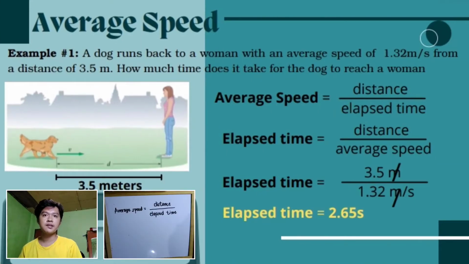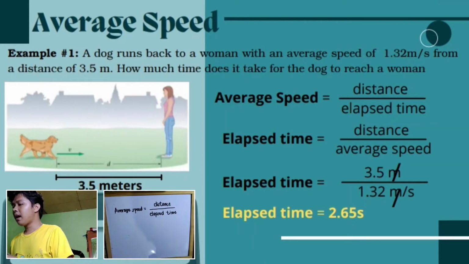The next one is our first example. A dog runs back to a woman with an average speed of 1.32 meter per second from a distance of 3.5 meter. So, how much time does it take for the dog to reach the woman?